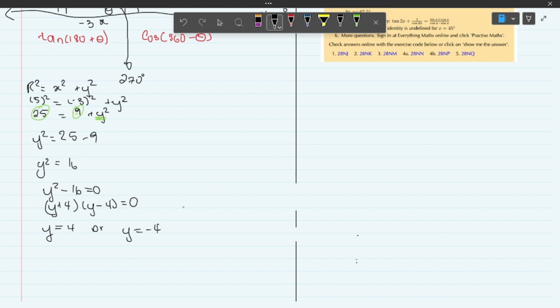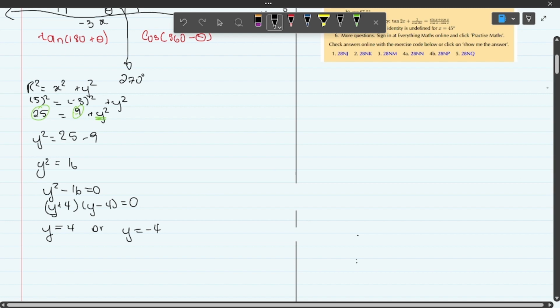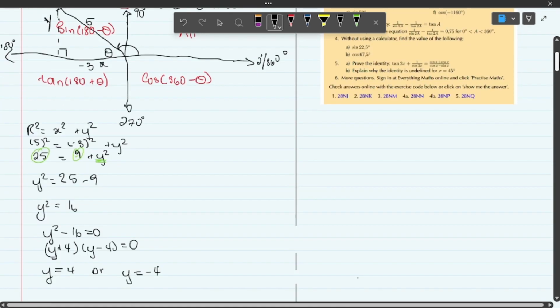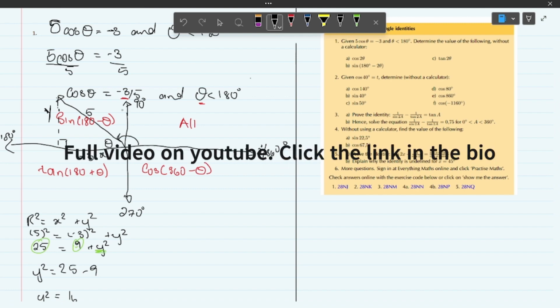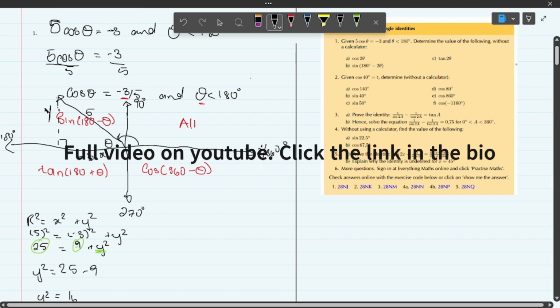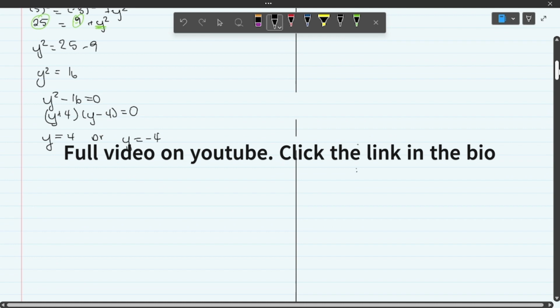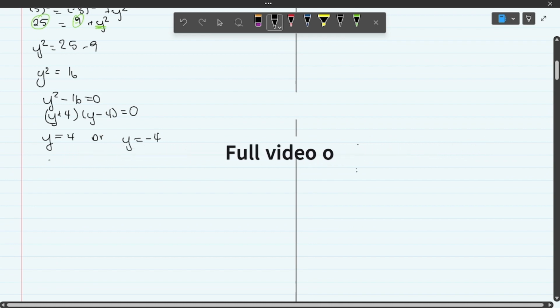Basically, as per the question, we know that the value of y will have to be positive. So y is equal to 4.